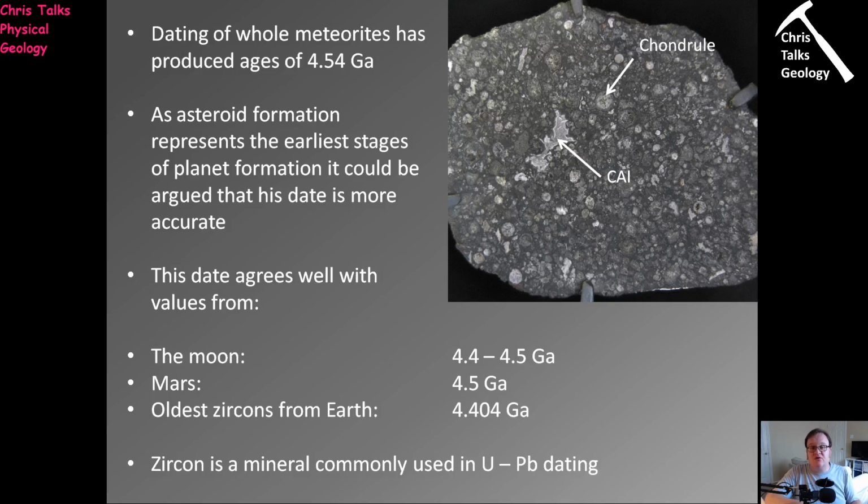So the oldest zircons, they are representing the first stages of minerals beginning to crystallize, or should I say silicate minerals, beginning to crystallize from this magma ocean. And so they give a date of 4.4 billion years. So the zircons, essentially, they've been dated using a process called uranium-lead dating. And we're going to come on to that later on because it's super important and super useful.